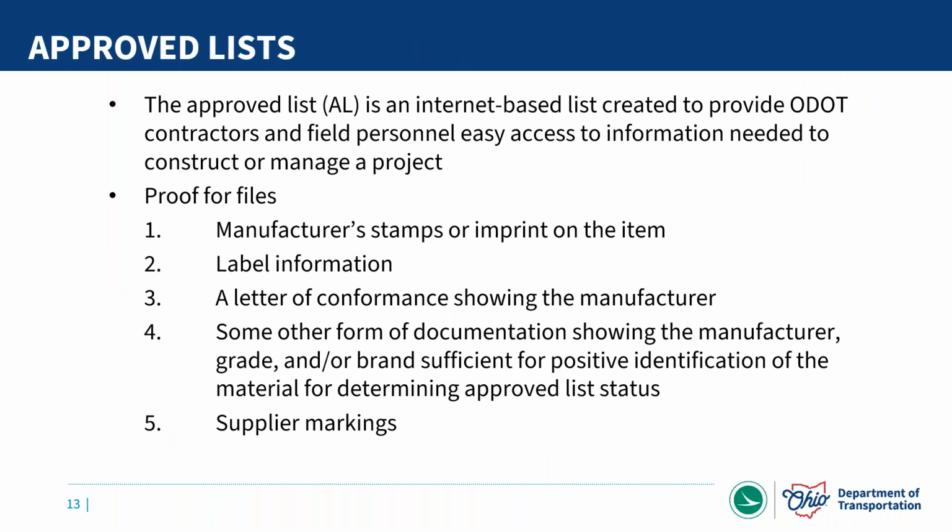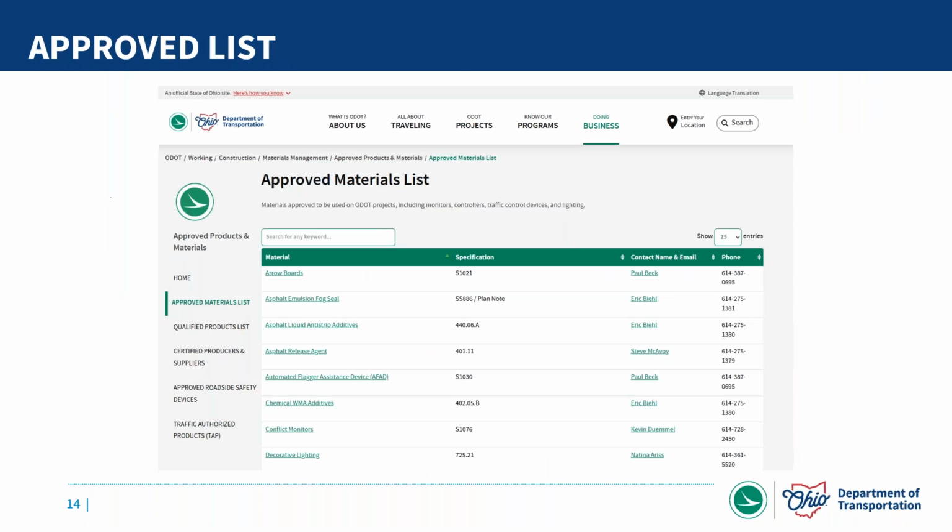So some of the proof that you will need for your files include the manufacturer stamps or imprint on the item, the label information, a letter of conformance showing the manufacturer, some other form of documentation showing the manufacturer grade and or brand sufficient for positive identification of the material for determining approved list status. So you can find the approved list on ODOT's website under Materials Management and Approved Products and Materials.